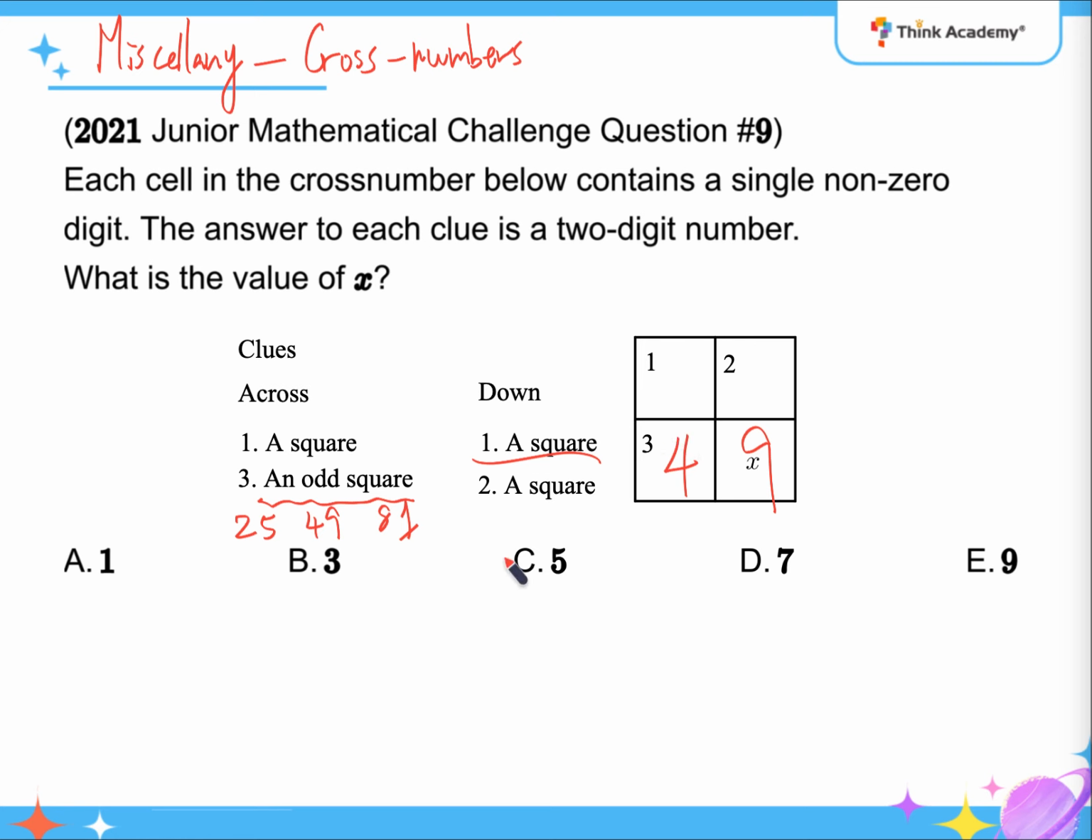So as a result, the value of x should be 9. Okay? That's why. So I don't care what are the other boxes, because it didn't really mention it in the question. All I need to know is that x is 9, right? That is what it's asking for.